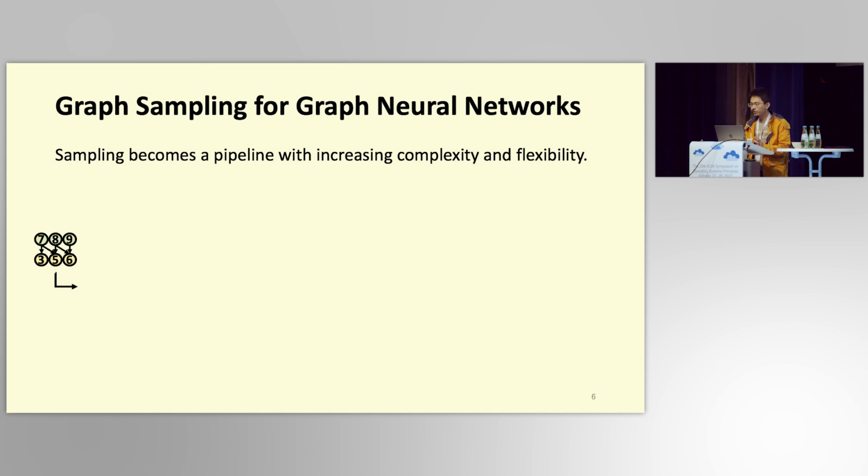However, once moving to graph neural networks, things change significantly. GNNs do need sampling also, but the sampling here becomes a long pipeline with increasing complexity and flexibility. Let me walk through an example. First, the pipeline begins with getting a frontier of the vertices of interest. Let's assume 5 and 6 here.